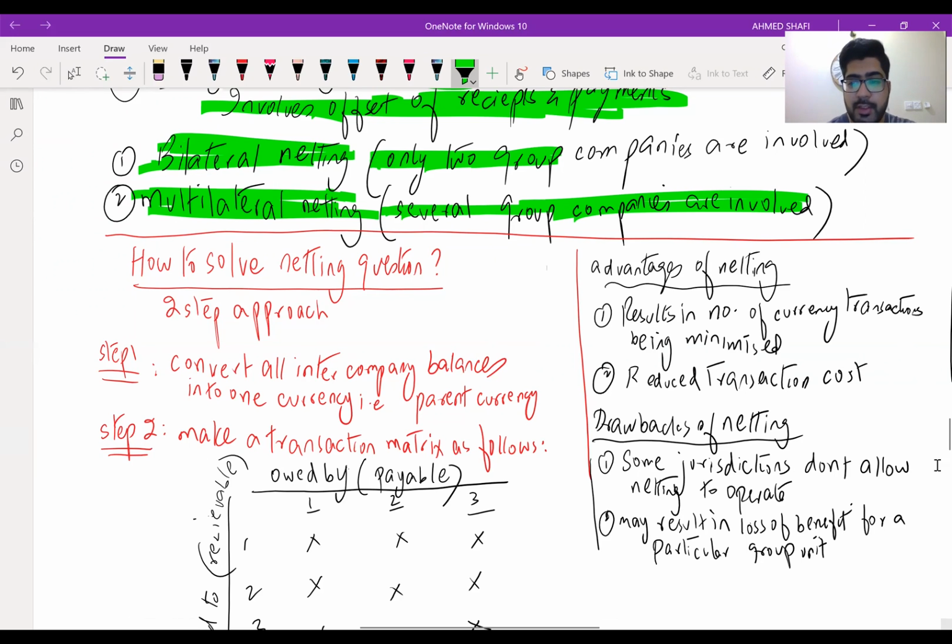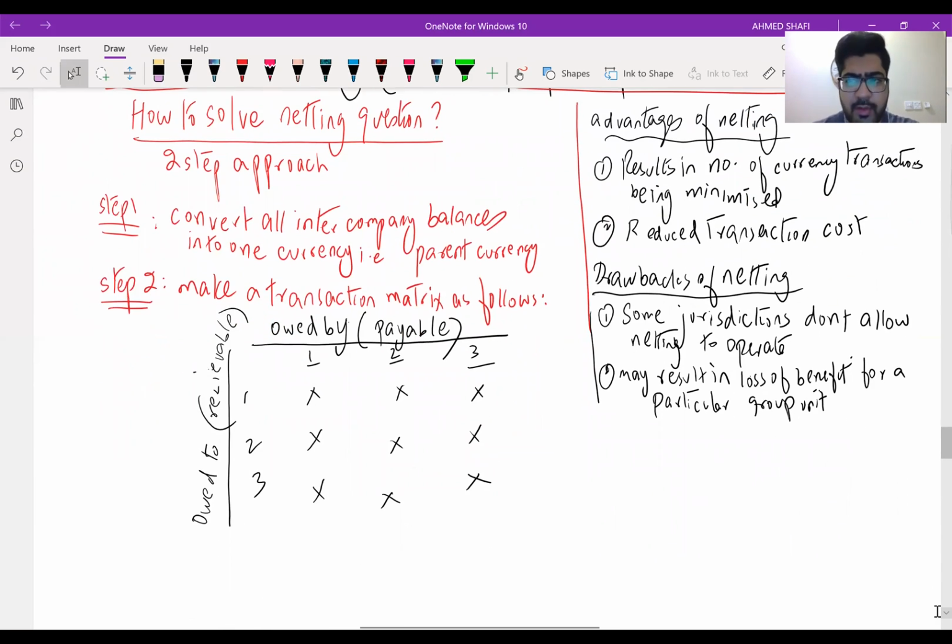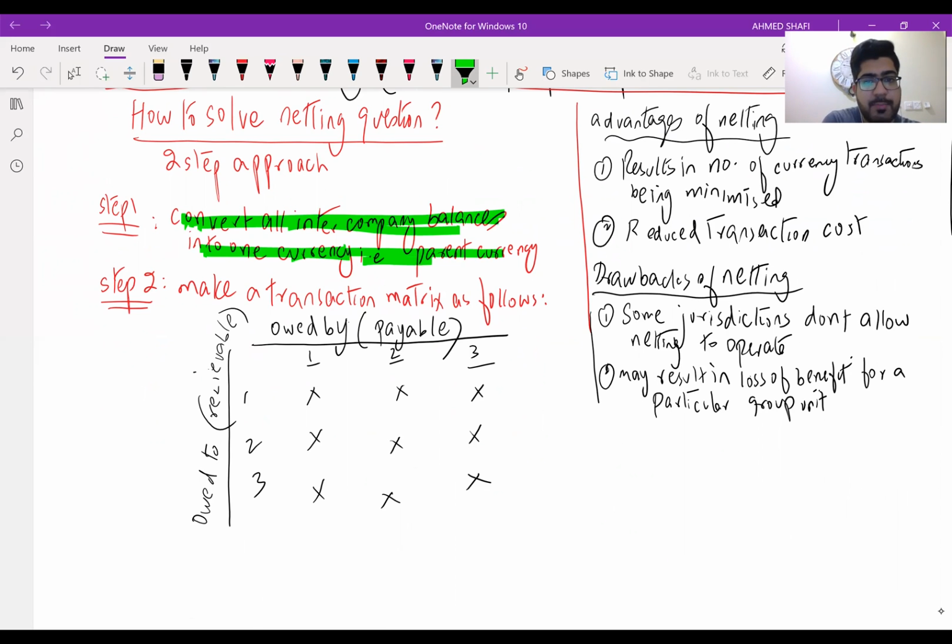Now, the important thing you need to know is how to solve a netting question if you get one in the exam. Solving a netting question is very easy. It's just a two-step approach. Step one, convert all intercompany balances into one currency, that is the parent currency. All intercompany balances are firstly converted into one single currency.